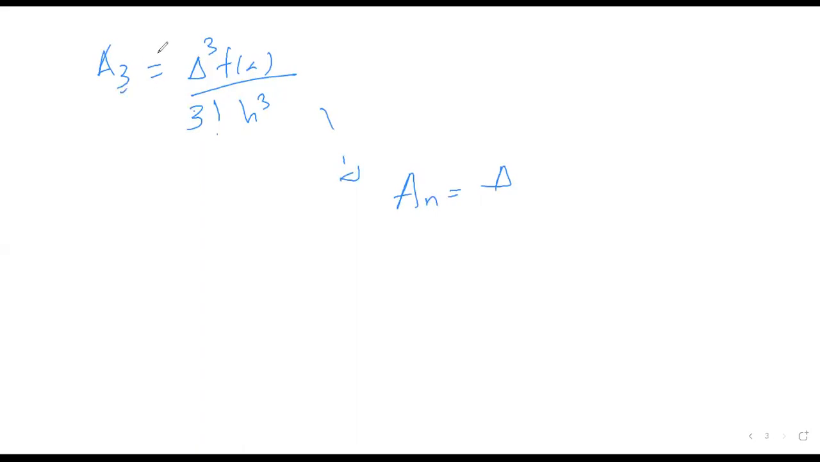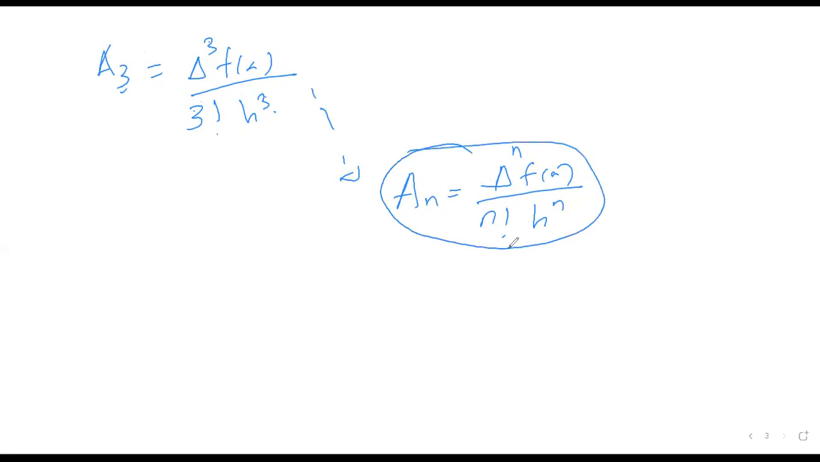Likewise, from this we can find the general idea of an. See, everything is 3 now. So an is delta n f of a over n factorial and h to the power n. This is why we are finding a1, a2, a3, to find our general idea. Please take your steps to find out whether it is correct. Keep a space in your notes and we can continue.